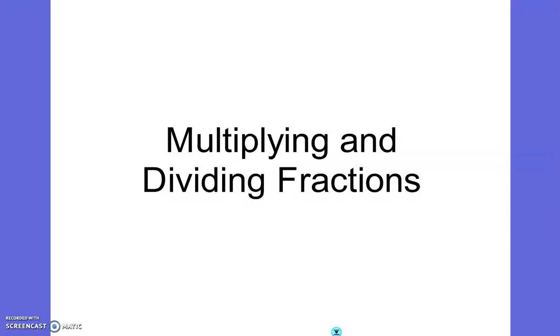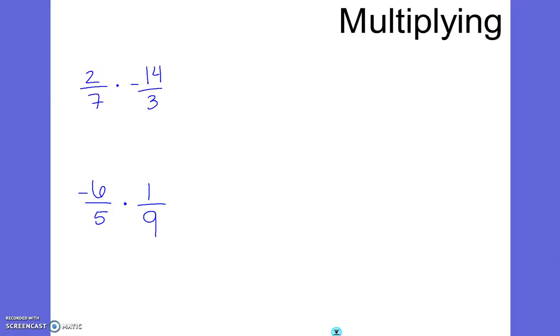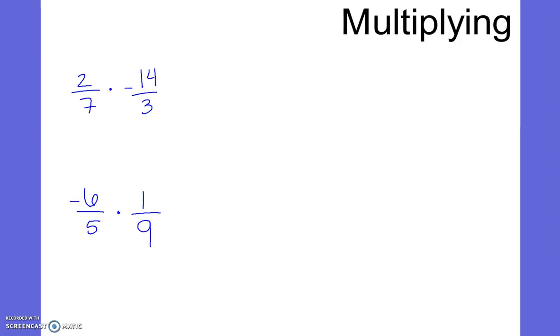So for this old school, you're going to have to multiply and divide fractions. So let's see if we can remember how to do that. We're just going to go over that process that you've already learned, but we're going to refresh yourself. So multiplying fractions, 2/7 times negative 14/3. When you're multiplying, you don't have to do anything except just multiply across. Okay, so all you have to do is multiply across.